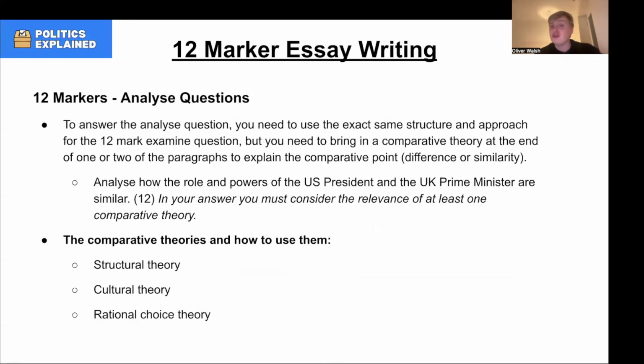And the key point here is you need to use the exact same structure and approach to the 12-mark exam question, with 3 paragraphs on points of similarity or disagreement in relation to the question. But at the end, you need to bring in a comparative theory at the end of 1 or 2 of the main paragraphs to explain the comparative point. And this is structural theory, cultural theory, or rational choice theory.